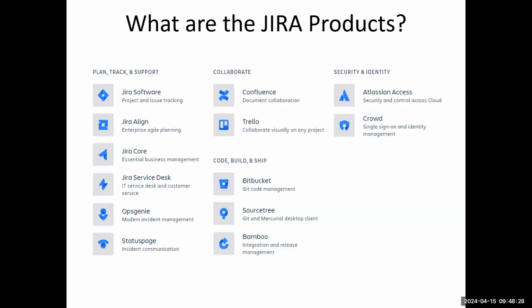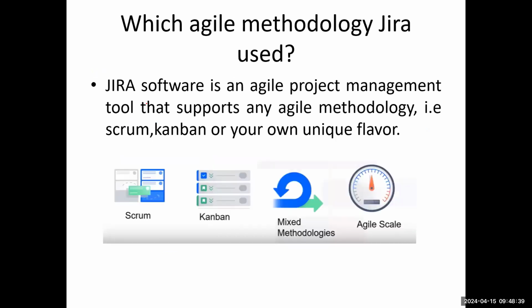So see, there are many different products available for different categories. We'll be following this one, Jira Software for project and issue tracking. Now, what is Jira used for? As I told you, Jira is completely based on Agile. Then if there is a question, which Agile methodology is used by Jira? Absolutely, every methodology is used by Jira.